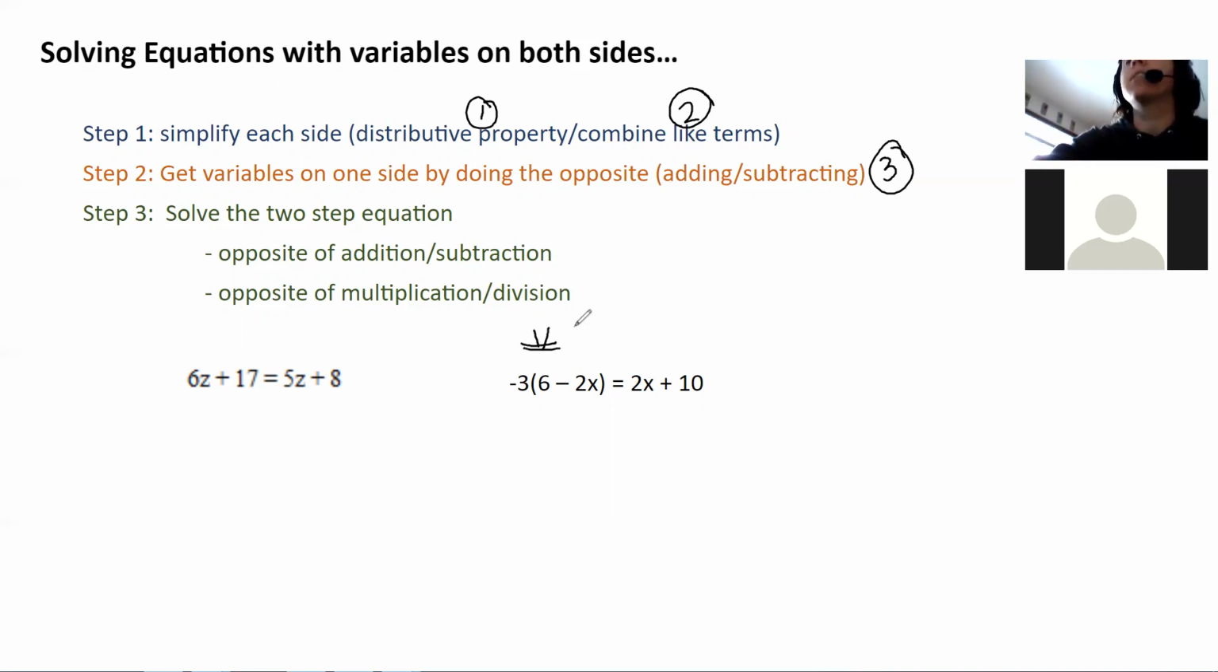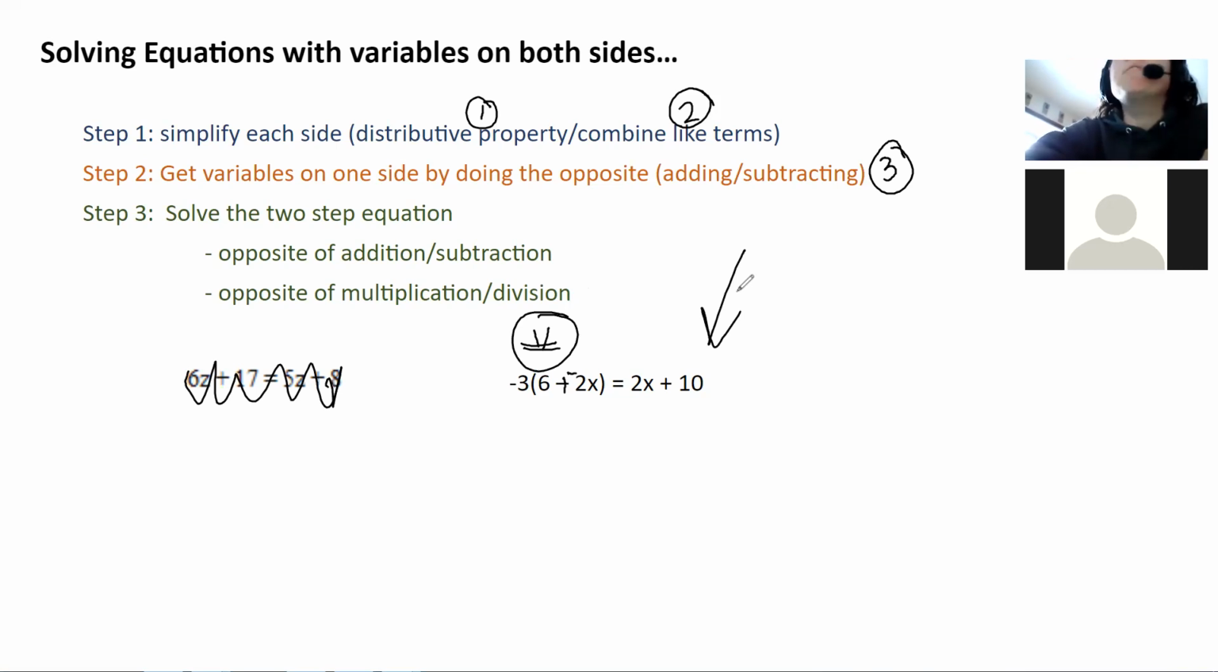We're gonna do this guy. So first step is to simplify each side. So what do I do to simplify that one? What am I gonna do there first? And I see a subtraction sign. I'm just gonna change it to plus negative. And we're not doing this one, we're doing this one right here. What is my first step? According to this, it says simplify each side, distributive property, combine like terms. I am going to distribute. What would I get after I distribute?